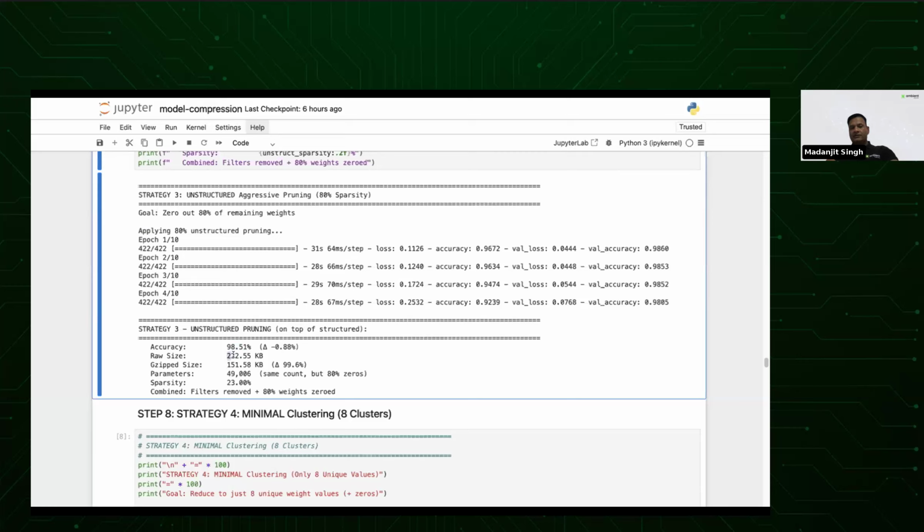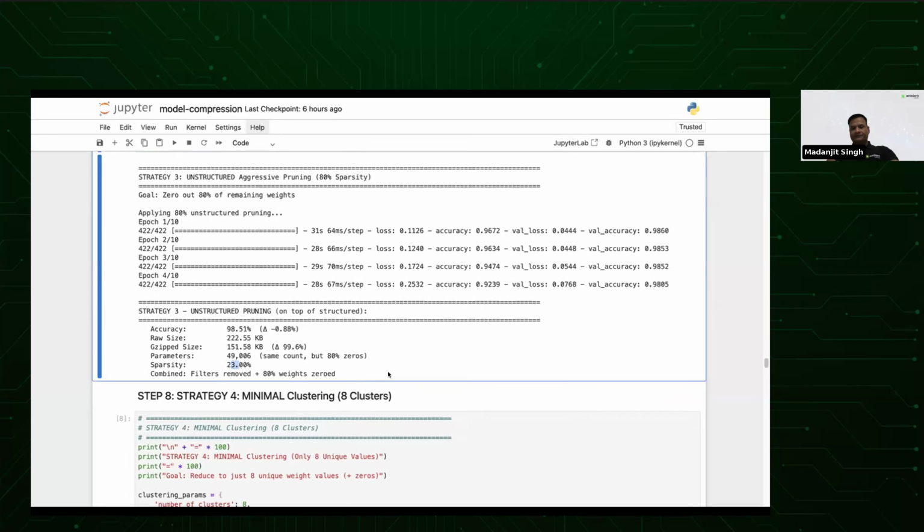The raw size has gone down to 220 KB, and the GZip size is 151 KB. The parameters will not go down because the zero values still hold the memory locations. That's why the parameters will still be there. But sparsity is 23%. When your compiler supports sparsity, your computation will go down with that.